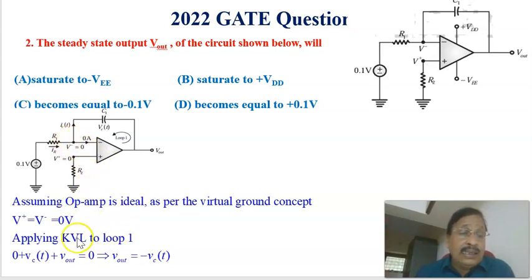Now we can apply KVL to this loop, going from this one to this one, and to this one, and to this output. We can apply Kirchhoff's voltage law to this loop.